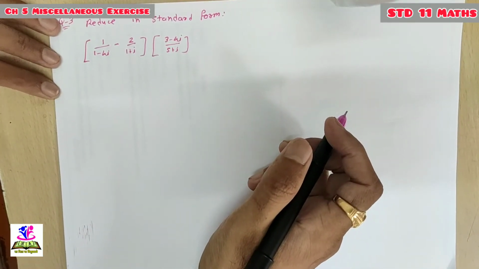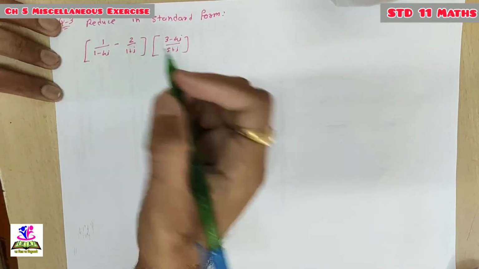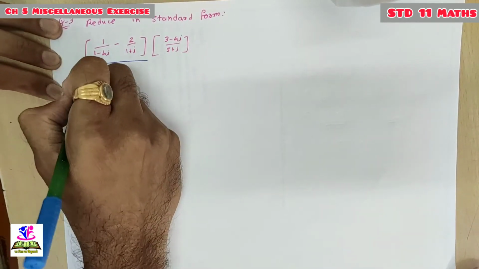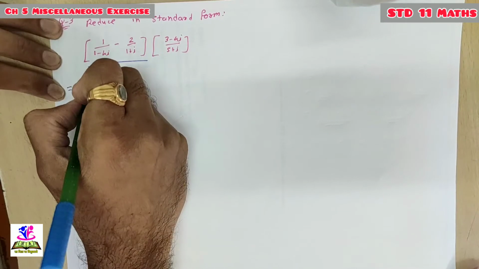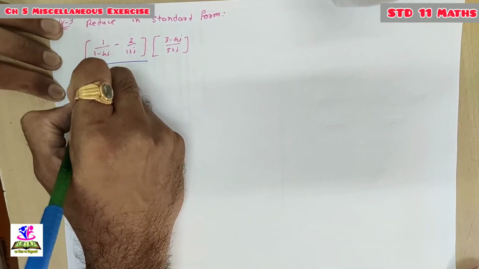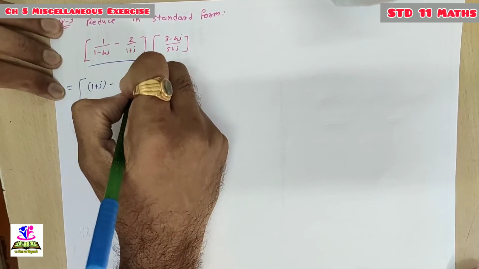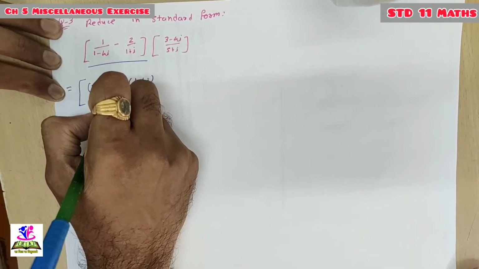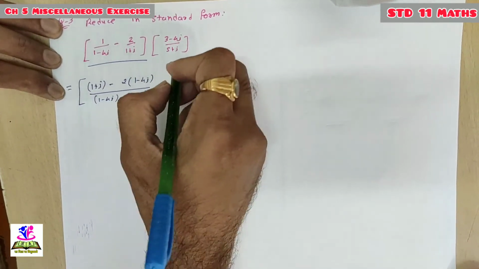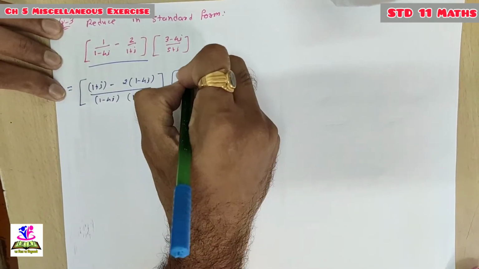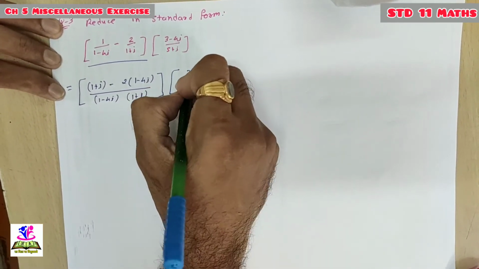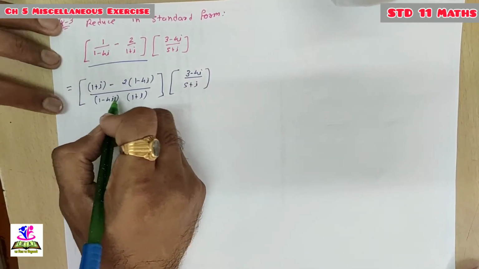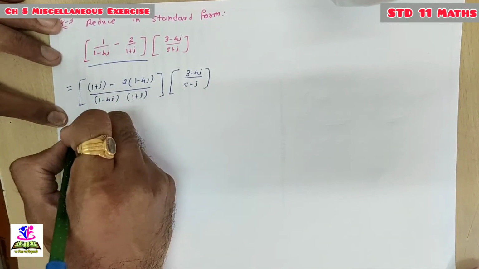Done? So we have to reduce this expression in standard form. For that, we have to simplify it. So first consider this first bracket. Cross multiply it. So this is equal to 1 into (1 plus i), minus 2 into (1 minus 4i), upon (1 minus 4i) into (1 plus i), into (3 minus 4i) upon (5 plus i). Done? Now in the denominator, multiply these two terms, and in the numerator, open this bracket.